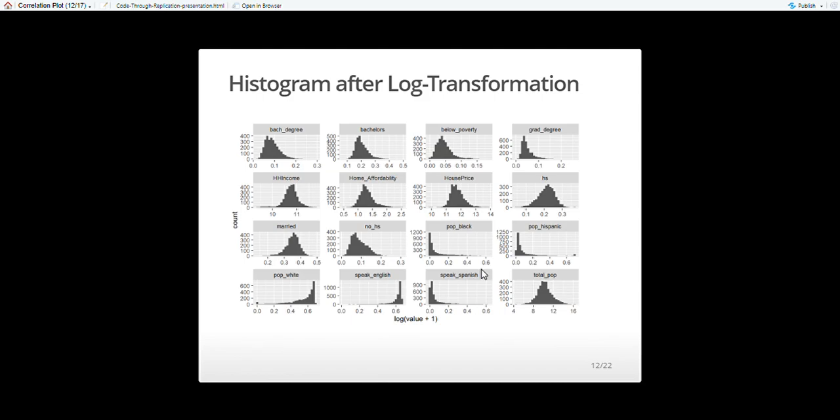So the histogram shows the distributions of the dependent variable, the home affordability, and the main explanatory variable, the population Black, after applying logarithmic transformation. While the transformation helps reduce skewness, neither variable appears perfectly normal. So further analysis may be needed to assess their suitability for statistical analysis.